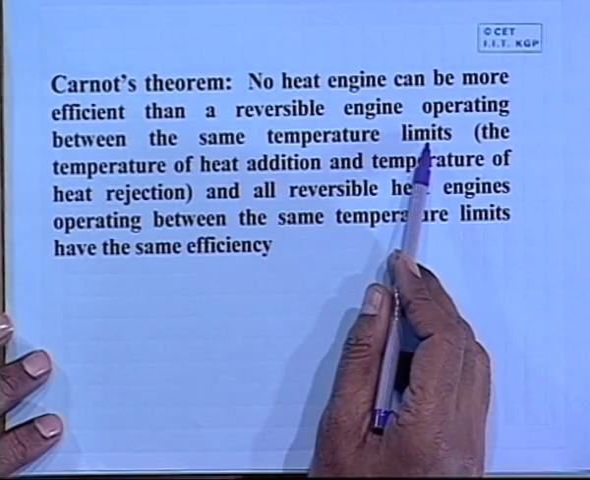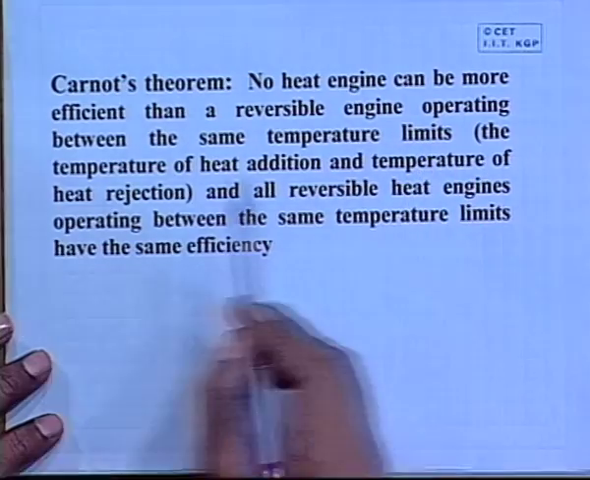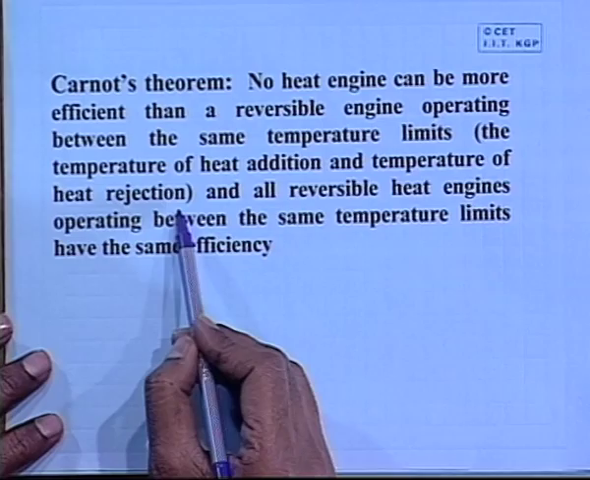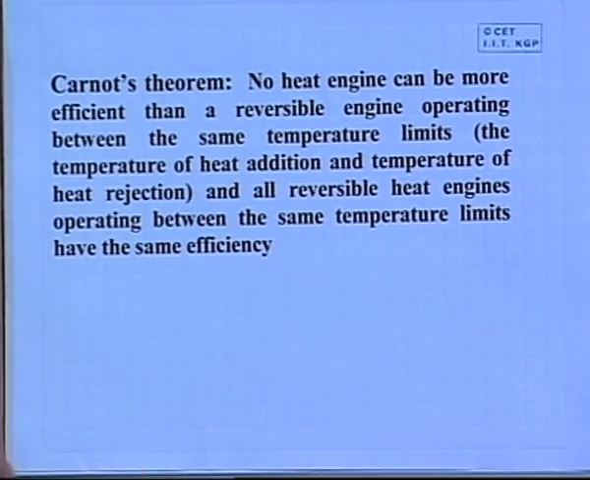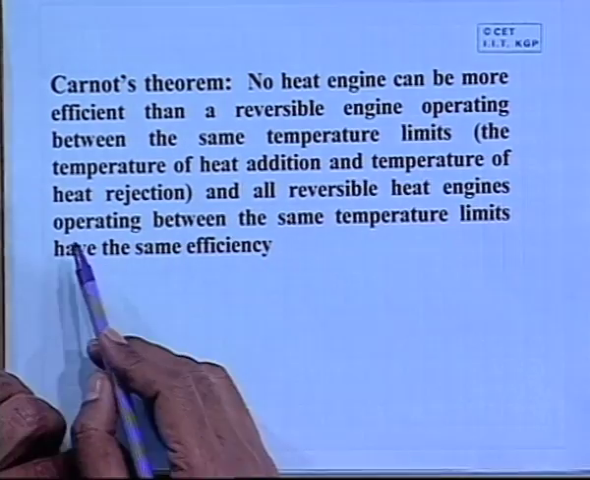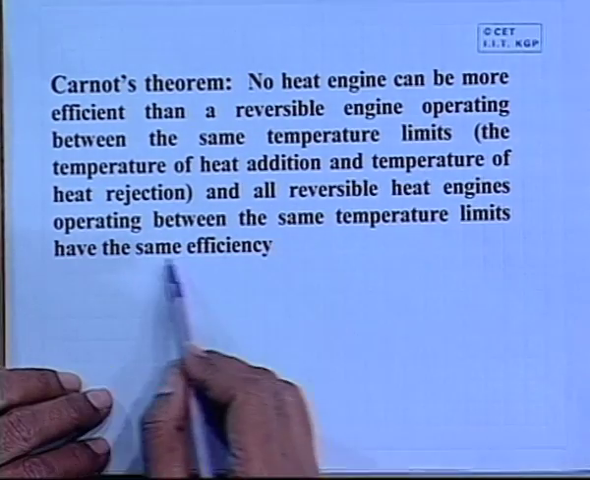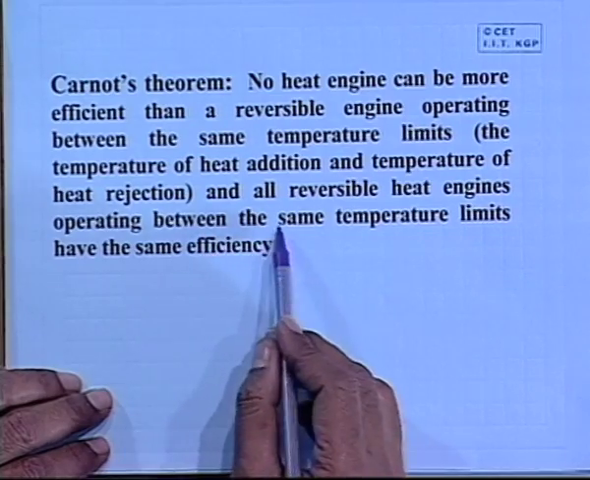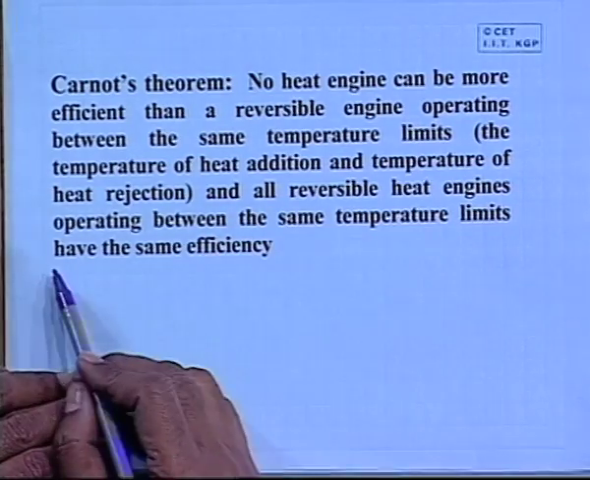Between the same temperature limits, what do you mean by temperature limits? The temperature of heat addition and the temperature of heat rejection. That means, if you make the temperature of heat addition and temperature of heat rejection the same, then if you operate a reversible engine, a reversible engine will always have higher efficiency than an irreversible or a natural engine. All natural engines are irreversible engines because all natural processes are irreversible processes. And at the same time, the second part of it: all reversible heat engines operating between the same temperature limits have the same efficiency.